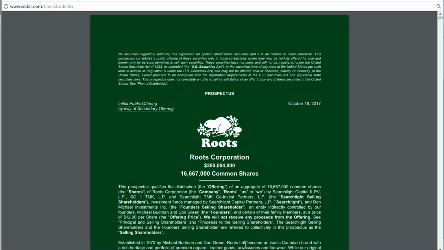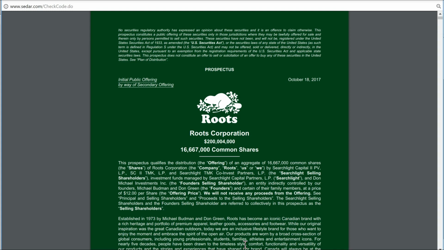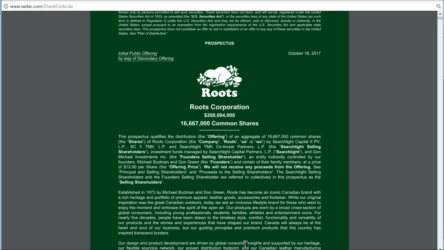So if we walk through this prospectus a little bit, here you can see Roots Corporation. They're raising just over $200 million in this prospectus, or selling $200 million of shares, and they're selling just shy of 17 million shares. And so you can see here's the offering. As we just talked about, this is a secondary offering, and we can see that it is being sold by these two corporates, Searchlight Capital and Searchlight TMK. These firms are now the selling shareholders of Roots.